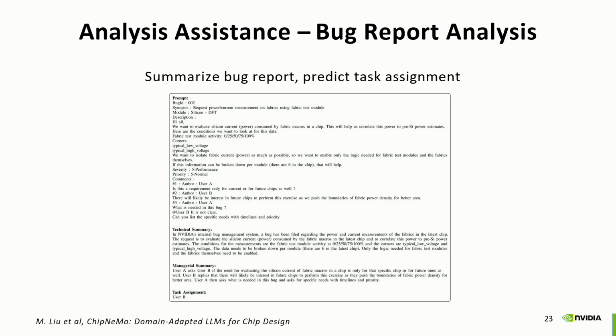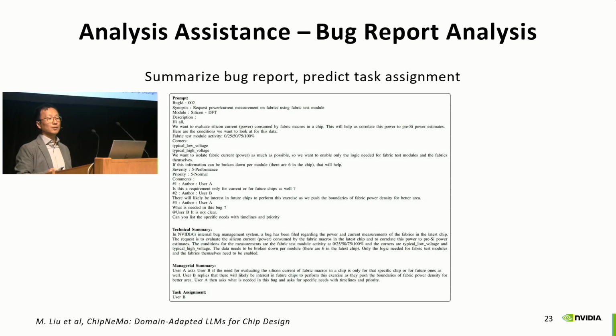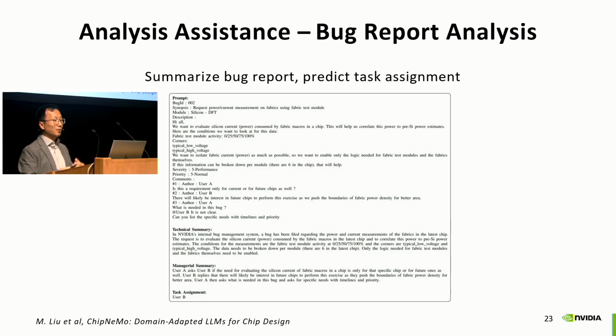Finally, this is an example of analysis assistance. It's called bug report analysis. So every product design team has their own bug checking system. The bug report is often long and very difficult to read, so a summary of the bug report would be very helpful. Also, additional analysis, such as who should be assigned to this bug next time, and searching for similar bugs, can also be useful for design productivity. And this can all be supported by LLM.